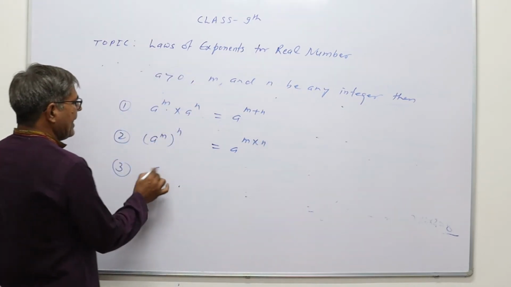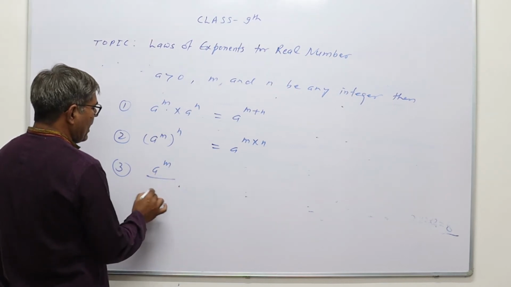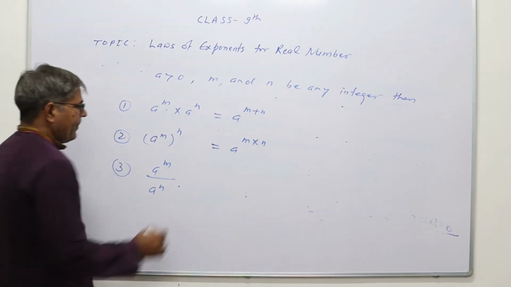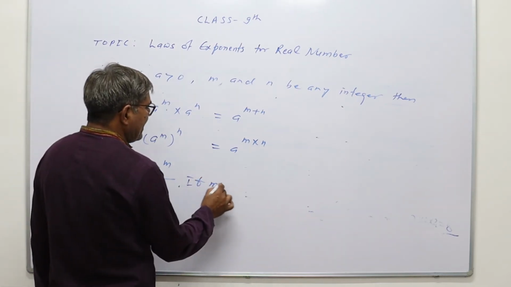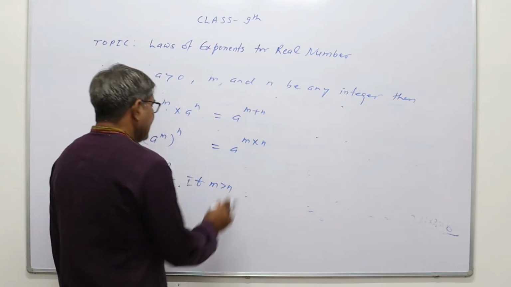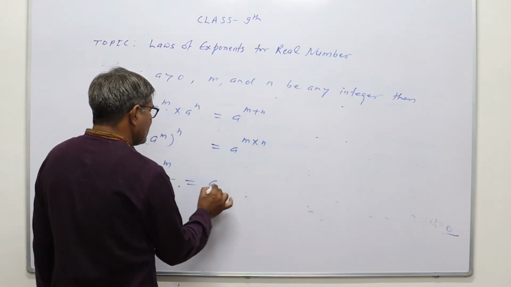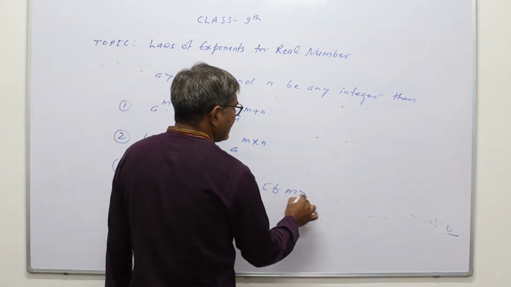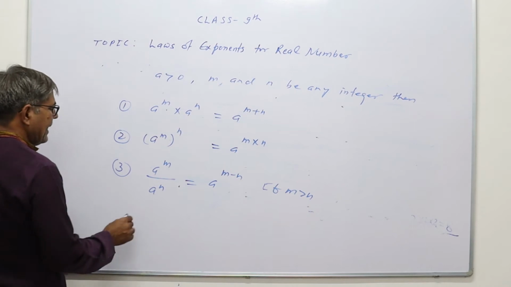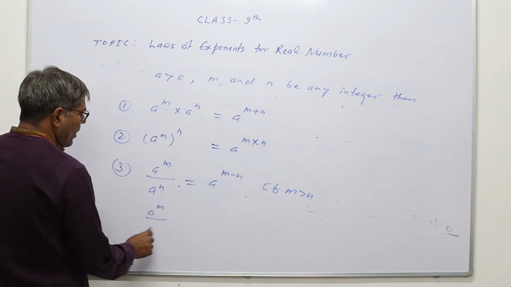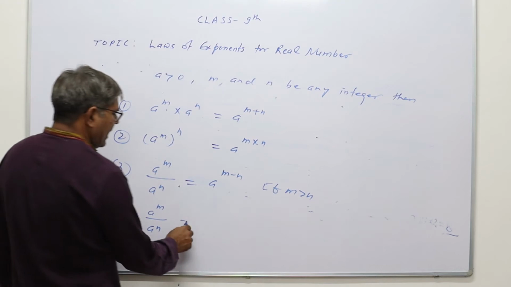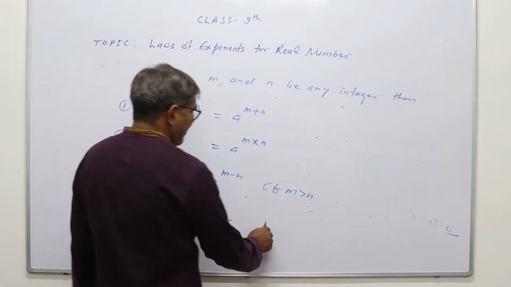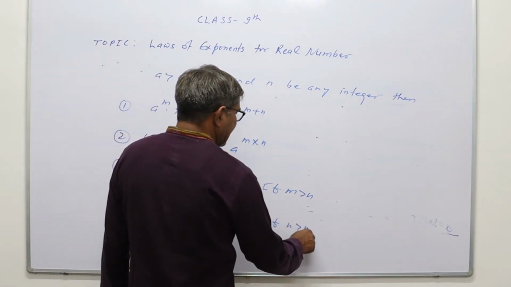Third law: when a raised to the power m whole upon a raised to the power n, then if m is greater than n, it can be written as a raised to the power m minus n, if m is greater than n. Similarly, a raised to the power m whole upon a raised to the power n will be equal to 1 upon a raised to the power n minus m, if n is greater than m.